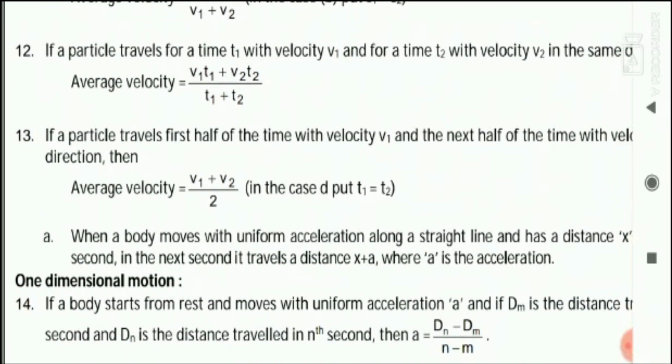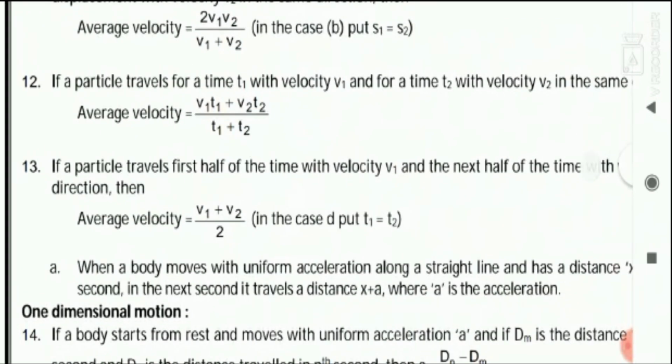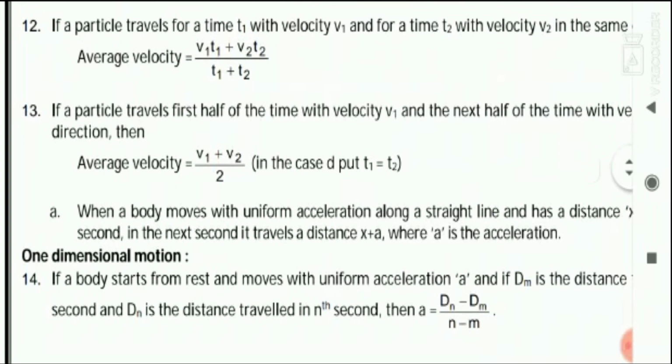Instead of distance, time is given, then you have to use this formula to find out average velocity. Remember, these two are very important formulae. If displacement is given, use 2v1v2 by v1 plus v2. If half of the time is given like this, then you can use the formula v1 plus v2 by 2.